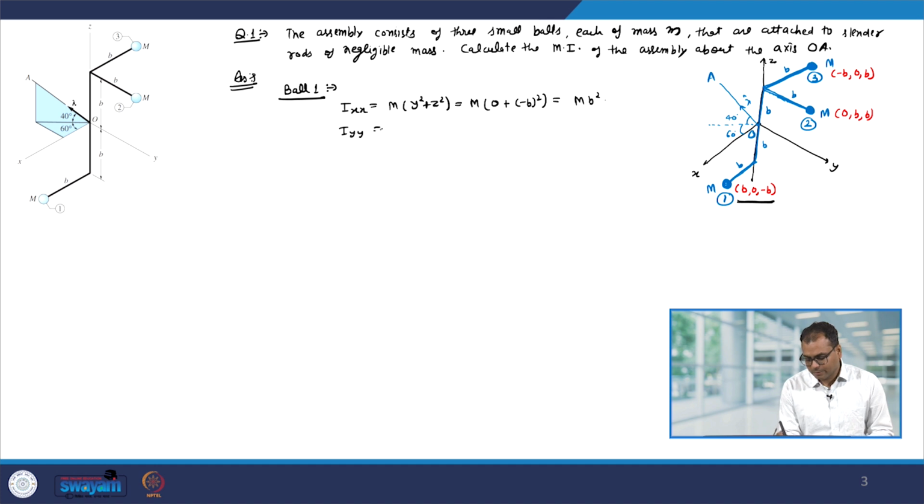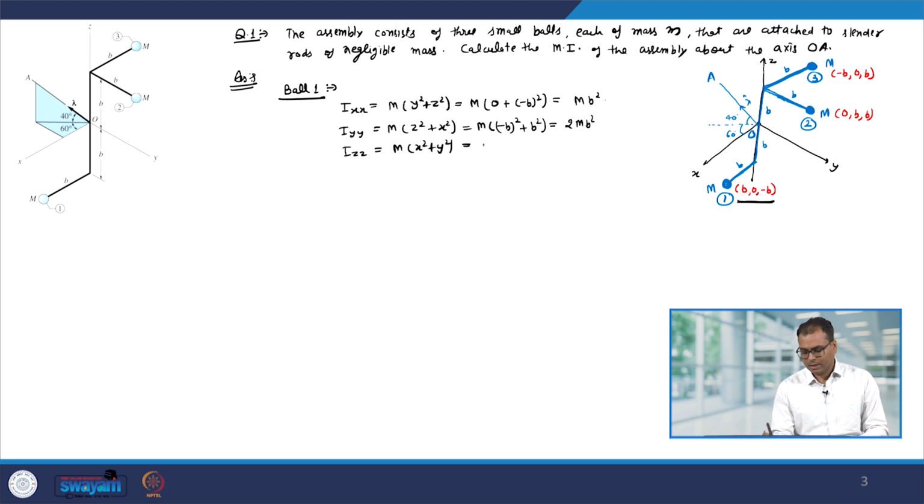Now, let us look at I_yy, the moment of inertia about the y axis. It will be m times (z square plus x square), where z is minus b. So, minus b square plus b square, and that is equal to 2m b square. Similarly, I_zz is again m times (x square plus y square), which will be equal to m b square.